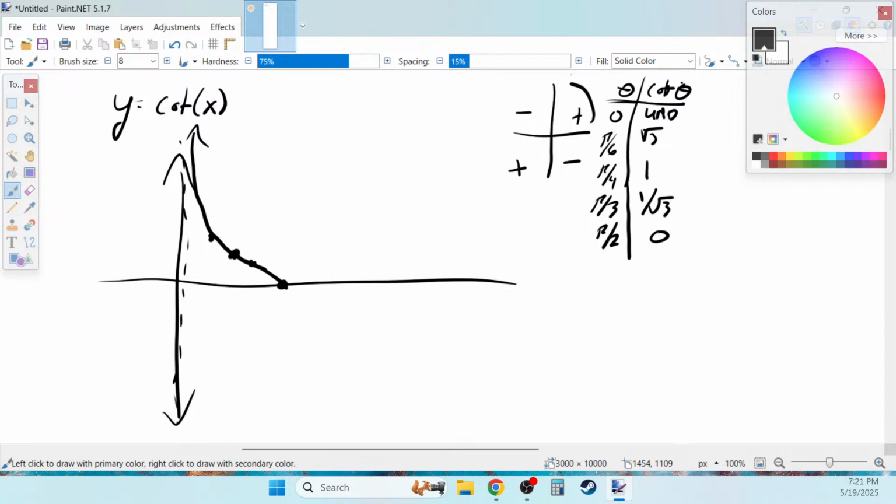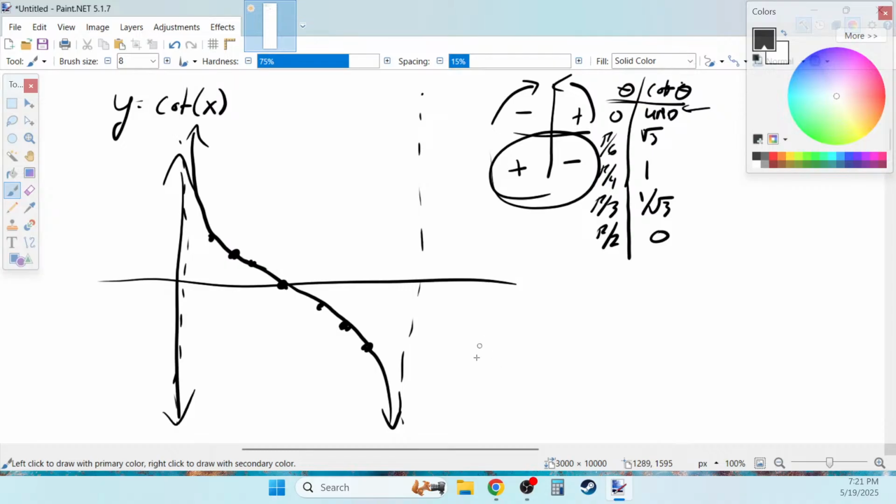After that, we have the same values as before, but in reverse order. So we're going to end with our vertical asymptote, and then we're going to come up to the square root of 3, the value 1 over square root of 3, and 0. Then the bottom half is going to be a repeat of the top.